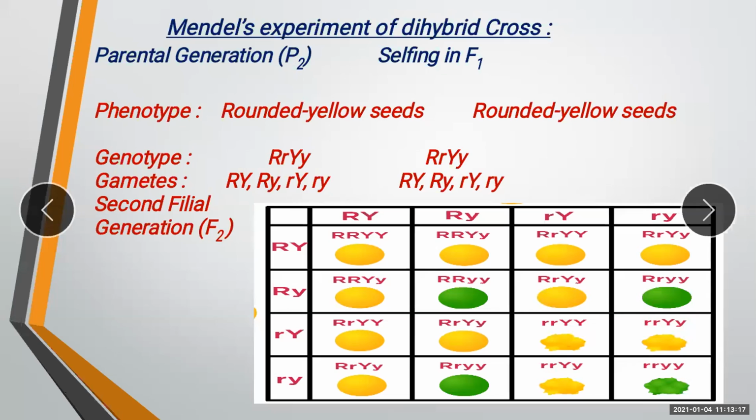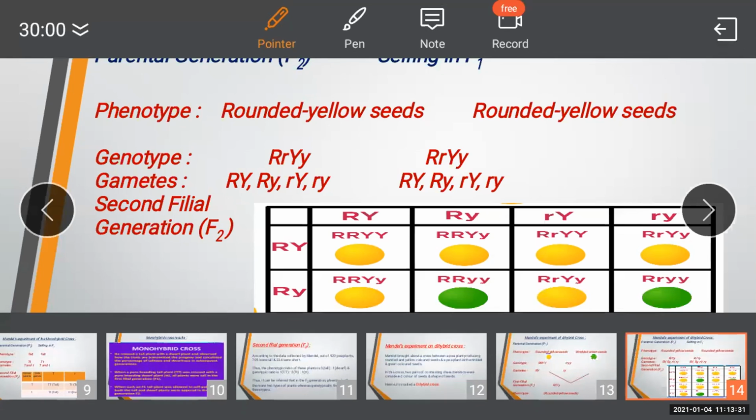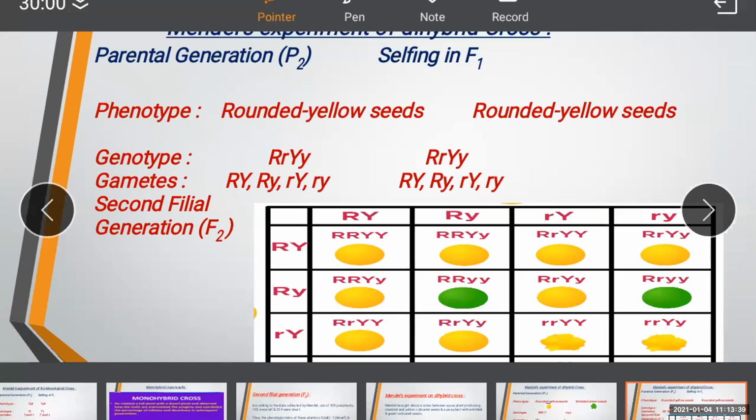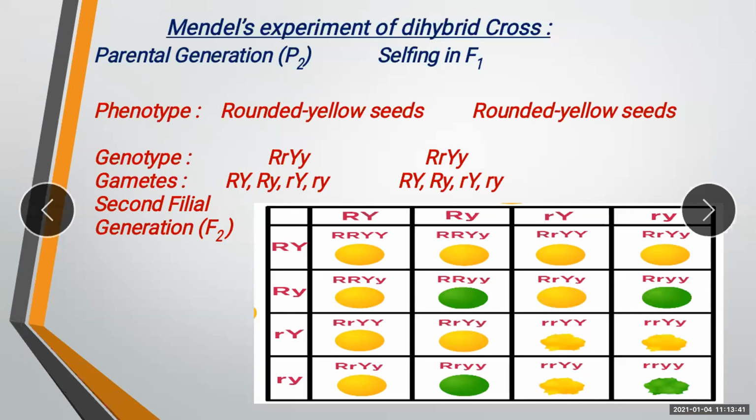Now round green. Round green was not there, wrinkled green was there in the parental generation, but now this is a new combination, that is round green. How many round green? 1, 2, 3. Right? Then wrinkled green. This is a parental characteristic. This is wrinkled green. So we have got wrinkled green only one. Right? So can you see the recessive characters are expressed very less.